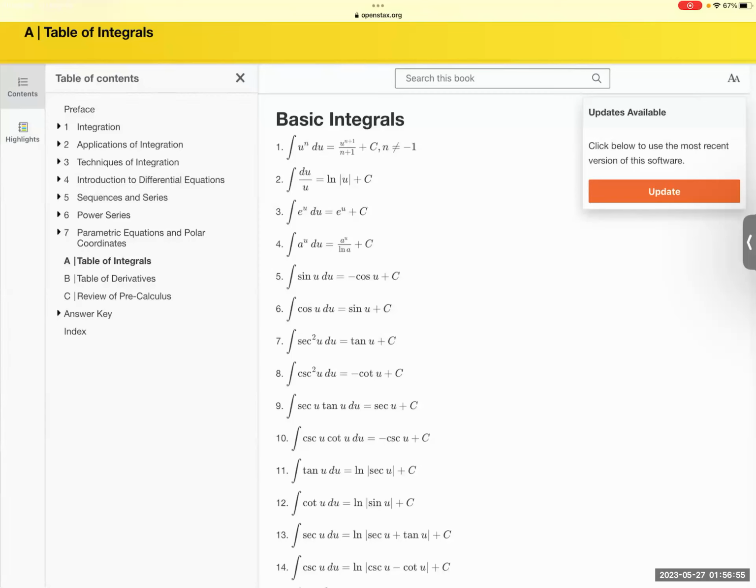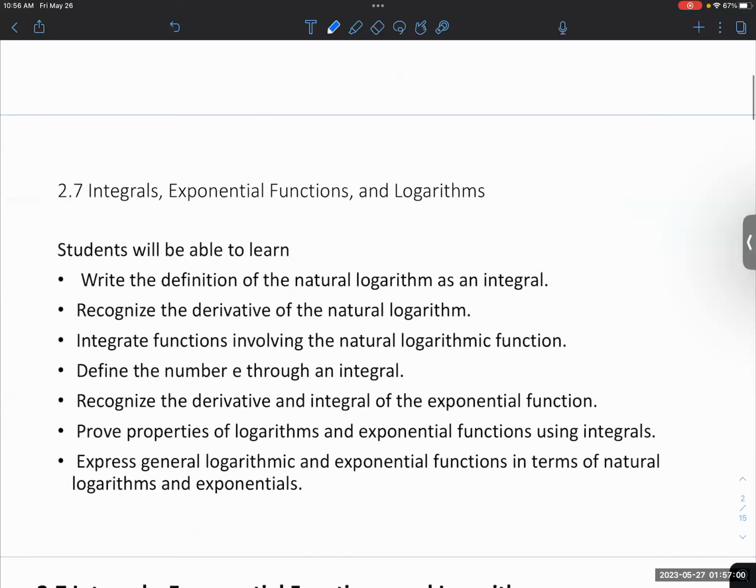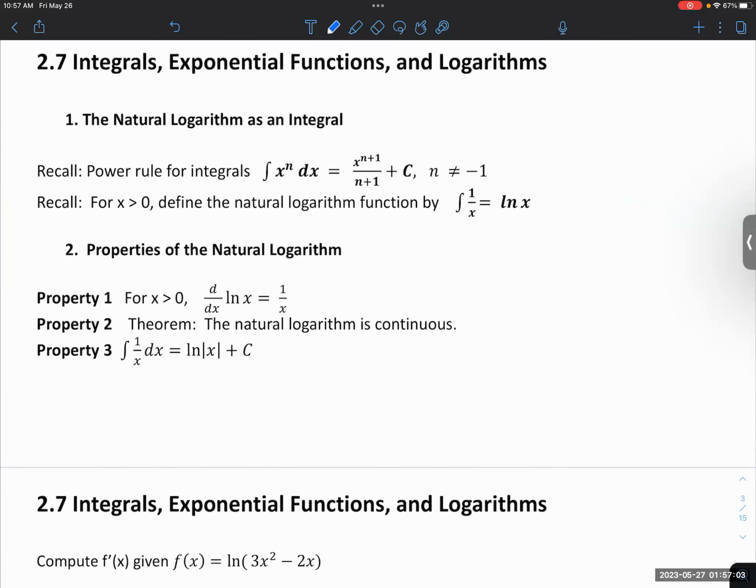So let's go to topic 2.7. Let's talk about a little bit of recall. If you have a simple x to the n, we add 1 and then divide by the new exponent, and then you can find the outcome. For example, f of x equals x to the third: you add 1 and divide by 4, so we know it is going to be x to the 4 over 4. That is the outcome.